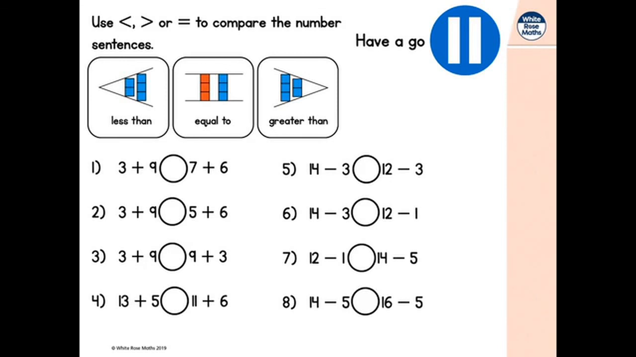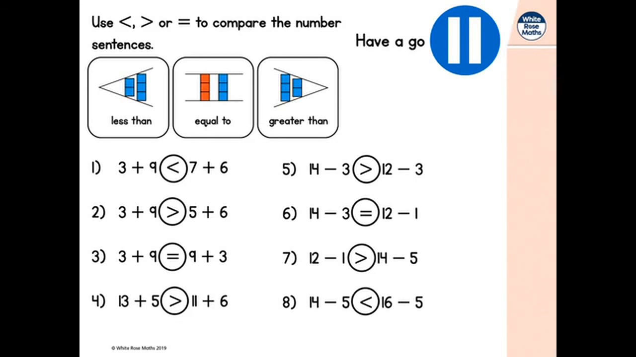Are you ready to go? Question number 1. 3 plus 9 is less than 7 plus 6. 2. 3 plus 9 is greater than 5 plus 6. 3. 3 plus 9 is equal to 9 plus 3. Number 4. 13 plus 5 is greater than 11 plus 6.